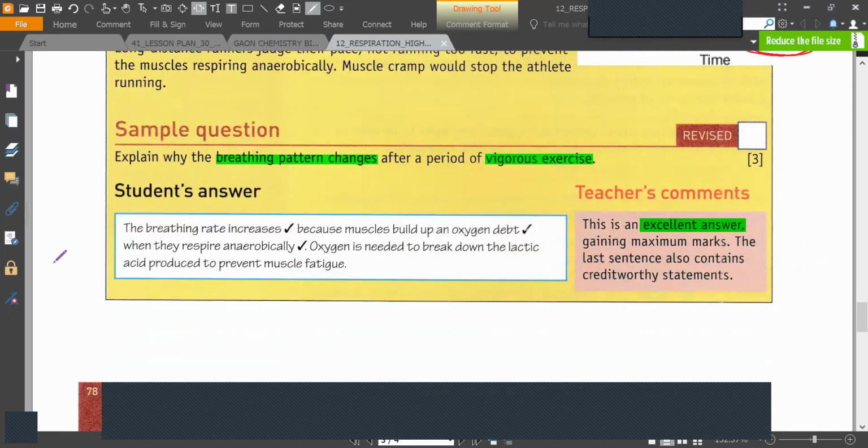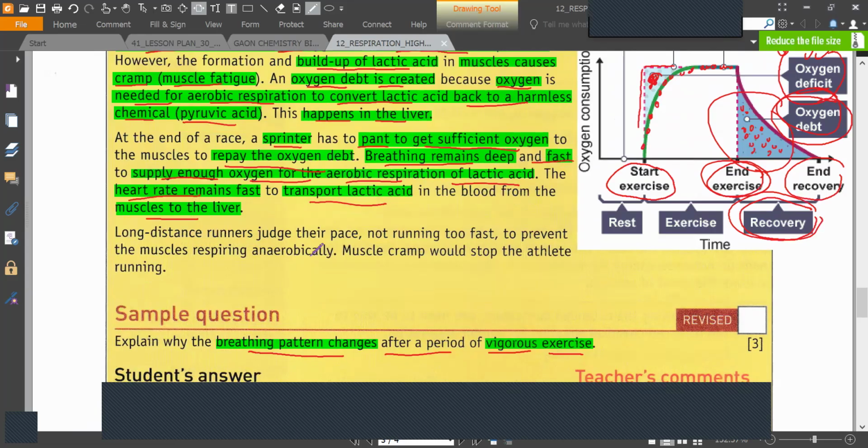Sample question: explain why the breathing pattern changes after a period of vigorous exercise. After a period of exercise, the breathing rate will be increasing because muscles build up an oxygen debt. When they respire anaerobically, oxygen is needed to break down the lactic acid produced to prevent muscle fatigue. So after we end the exercise, we still need to continue to supply more oxygen to repay the oxygen debt.